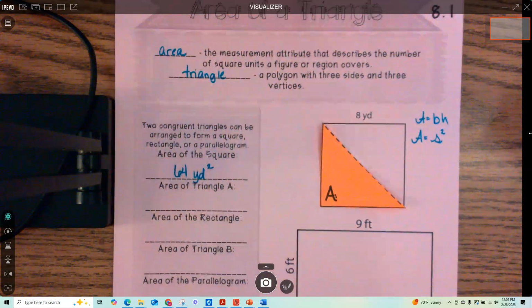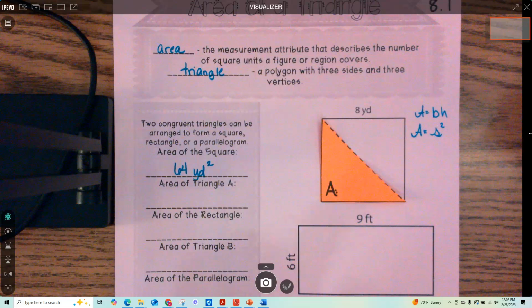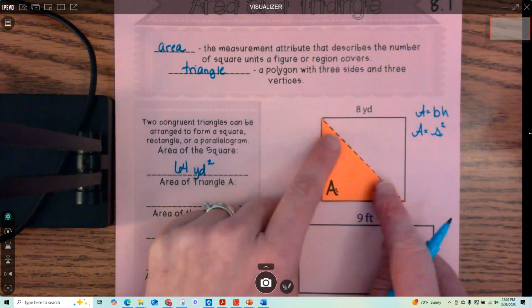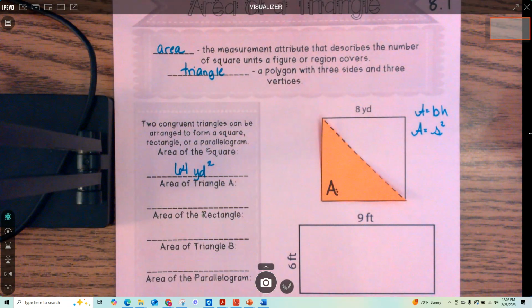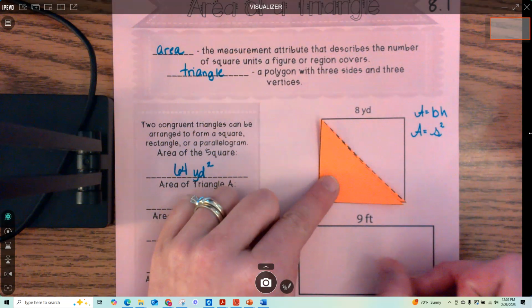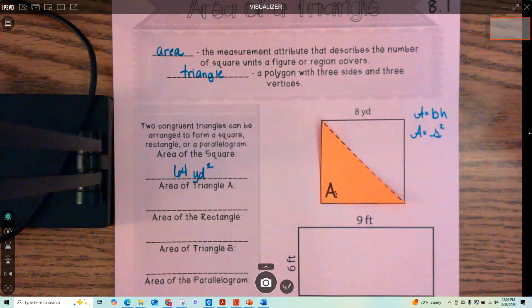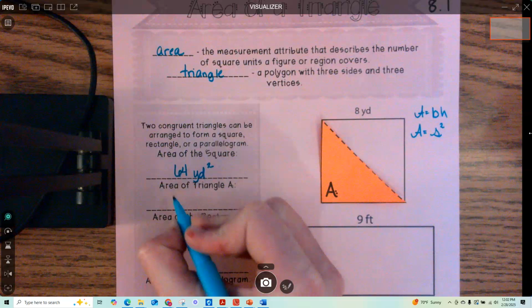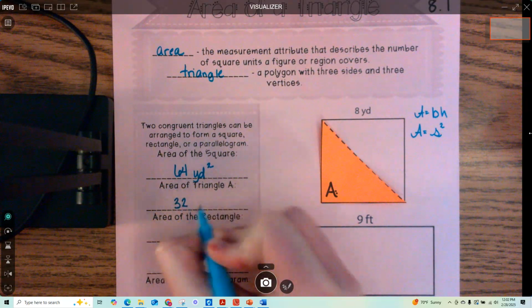yards squared. What would the area of that orange triangle be? Half of that, right? Because it takes up half the square. The other piece that you cut, you can line it up to see that it lines up perfectly. We cut that square perfectly in half. So if we divide 64 by 2, we get 32.